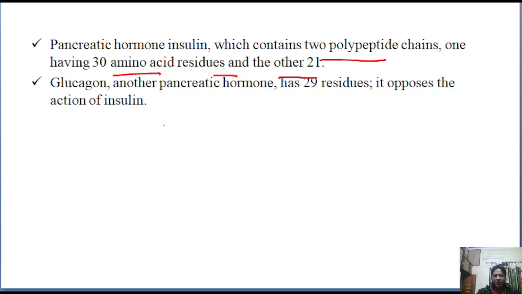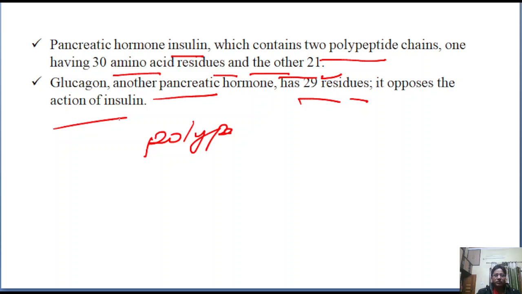So insulin is also a polypeptide. It is made up of two polypeptide chains, one having 30 amino acid residues and another having 21 amino acids. Another hormone, glucagon, is also a polypeptide in nature, with 29 amino acid residues, and it opposes the action of insulin. So these two hormones are polypeptides in nature and have a very important role. So we can say that amino acids can link into diverse sizes, and they can have a very important role in our body.